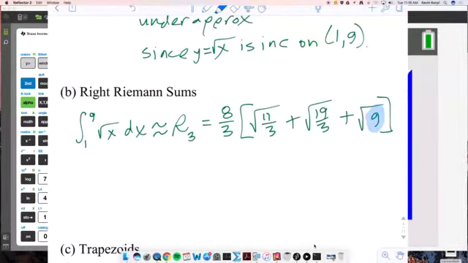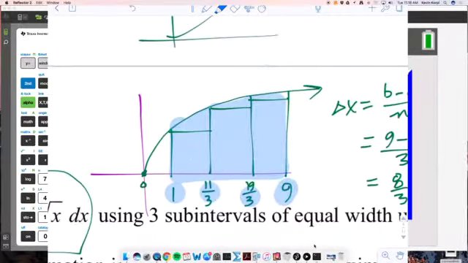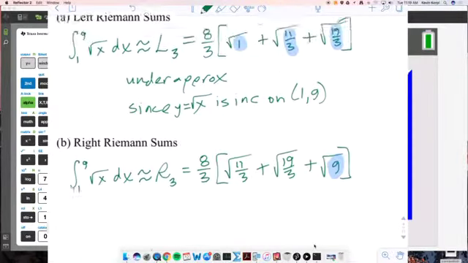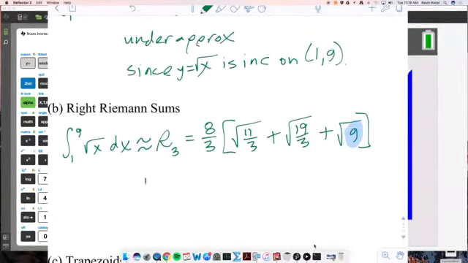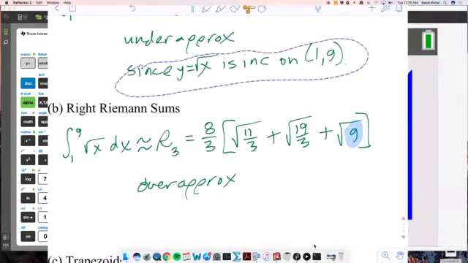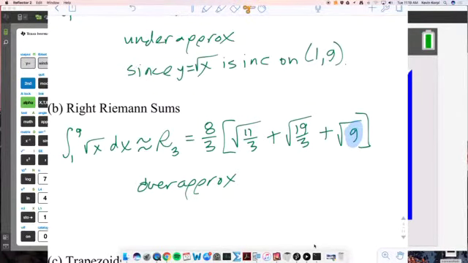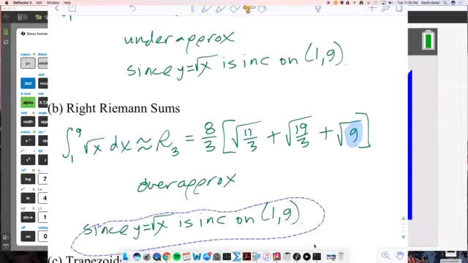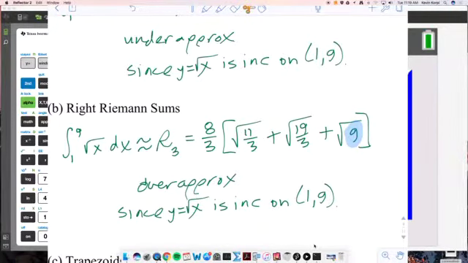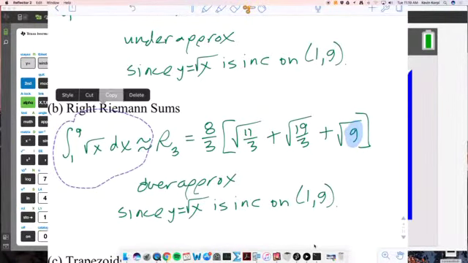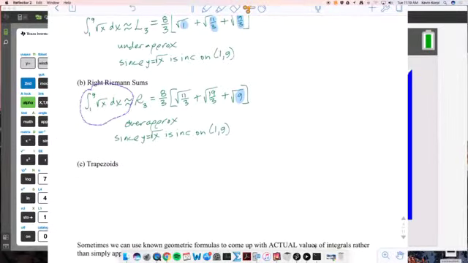All right, will this be too big or too small? Over or an under approximation? Over, yeah. So when in doubt, again, just draw it out. Right endpoint, right endpoint, right endpoint. So for the same reason, this will be an over approximation, since that is increasing, monotonic, you could say strictly increasing on the interval from 1 to 9. And notice I didn't ask for the midpoints. That doesn't show up that often.